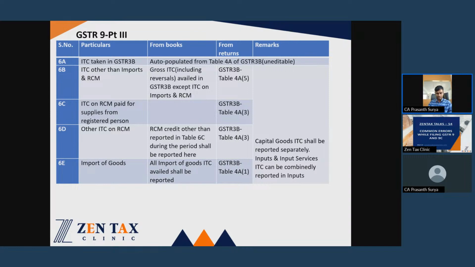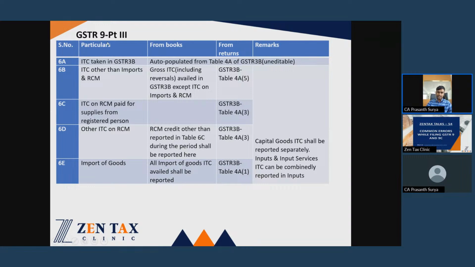Table 4A is the gross ITC we have reported, including the ineligible ITC. Even if there was a motor vehicle ineligible ITC, we would have reported it in table 4A, and we would have claimed it as a reversal in table 4B. Then table 4C is the net ITC available, which would have been transferred to our electronic ledger monthly through our GSTR3B monthly returns.